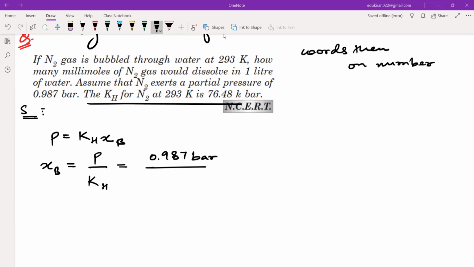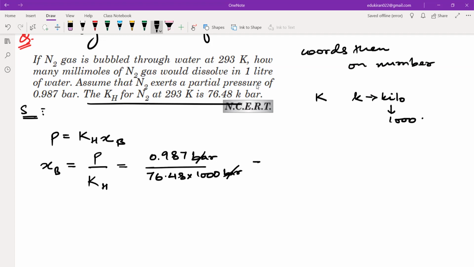The KH for N2 at 293 Kelvin is 76.48 Kelvin bar. Yes, the capital K is Kelvin, and the small k represents kilo. Kilo means 1000, right? So this will be 76.48 into 1000 bar, and bar will cancel out.